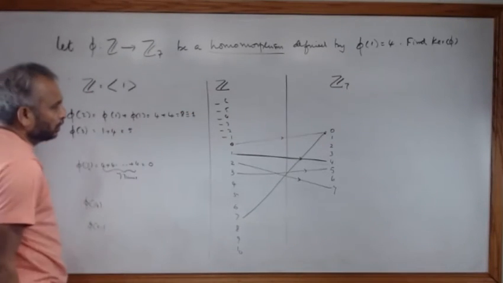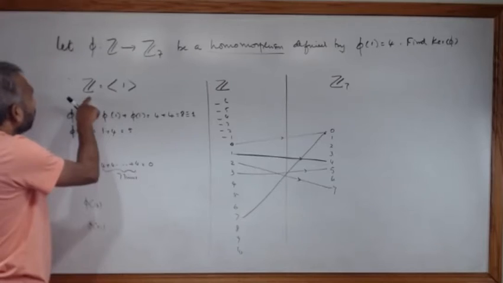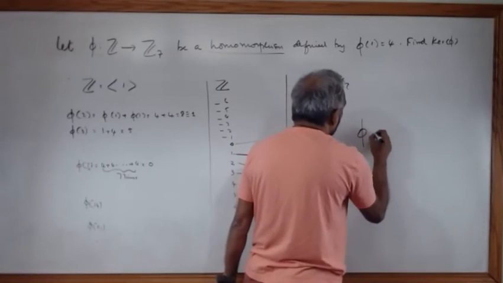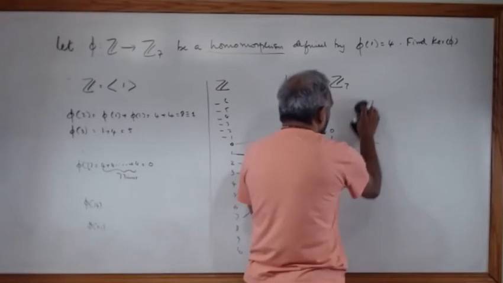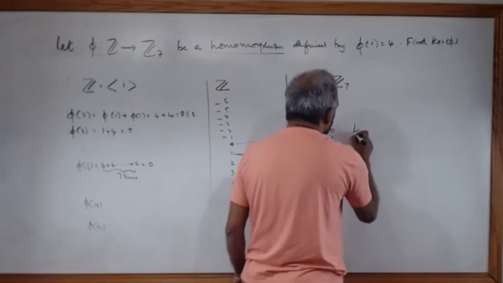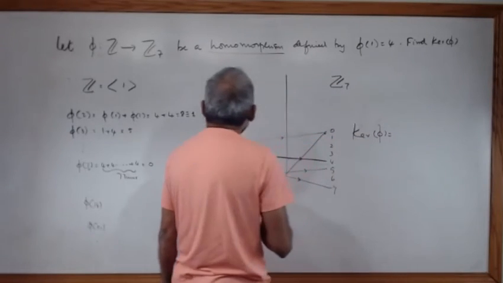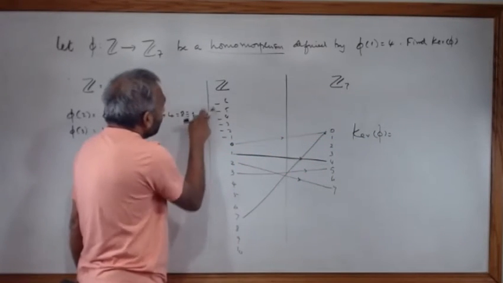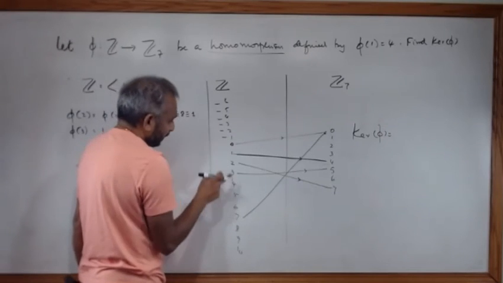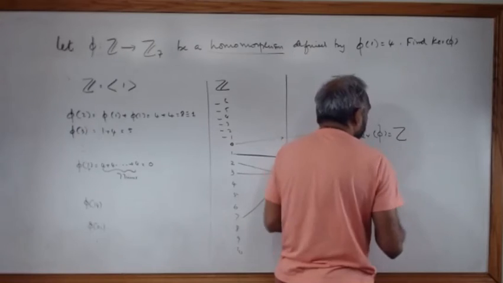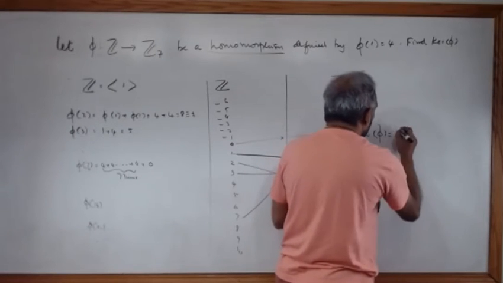will go to 0. So the kernel of this homomorphism is 0, 7, 21, etc., and that is nothing but 7Z.